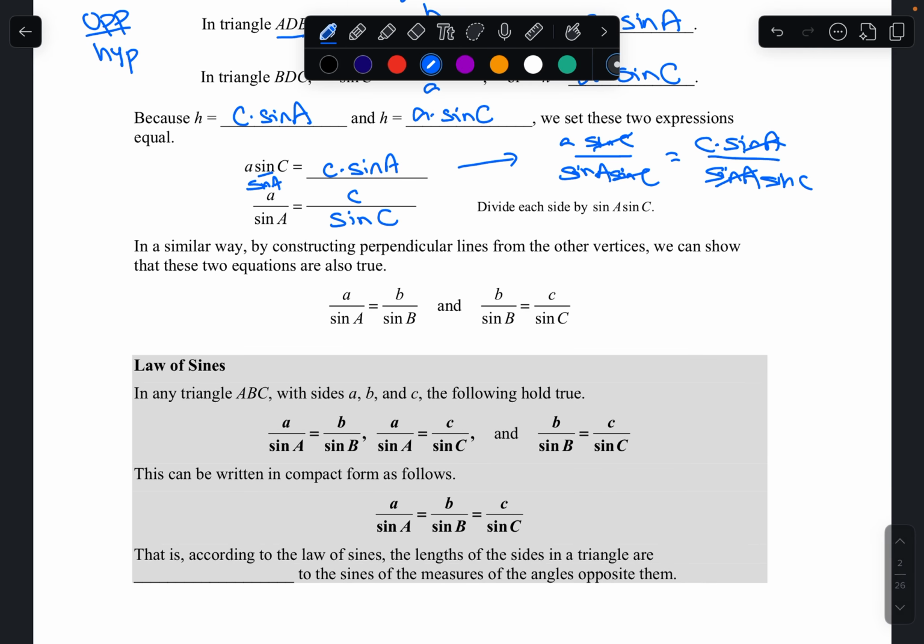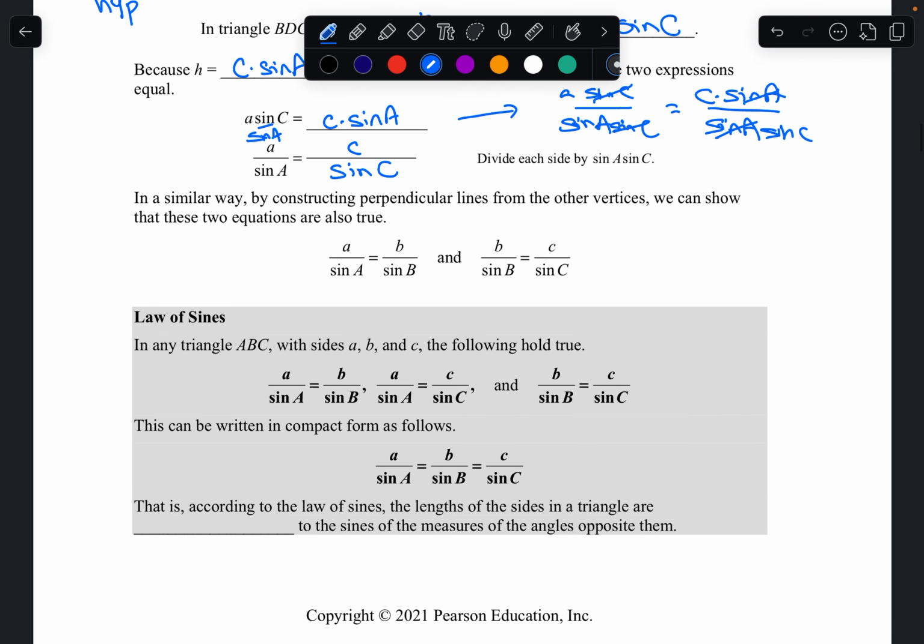In any triangle ABC, A over the sine of A equals B over the sine of B equals C over the sine of C. That is, according to the law of sines, the lengths of the sides in the triangle are proportional to the sines of the measures of the angles opposite them.